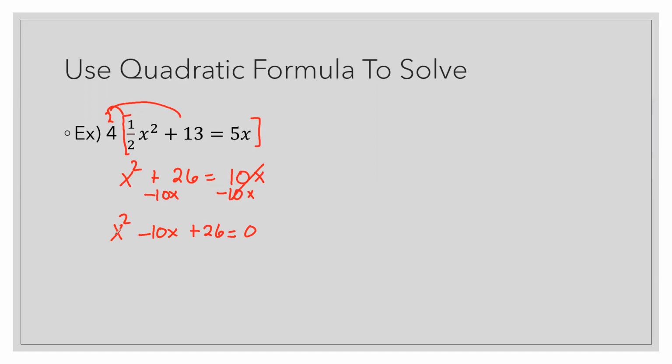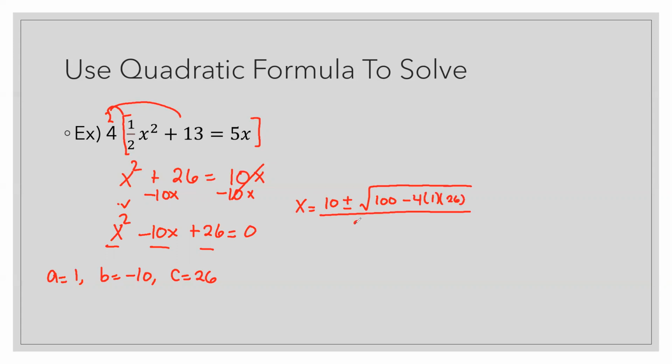So can we use the quadratic formula? Yes, because we have 3 terms, and the highest power is 2. Perfect. So let's figure out our a, b, and c. My a is 1, my b is -10, my c is 26. So x equals the opposite of b, which is 10, plus or minus the root of b squared. Well, b is -10, so b squared is 100, minus 4 times ac, so that's 1, and c is 26, all over 2a.